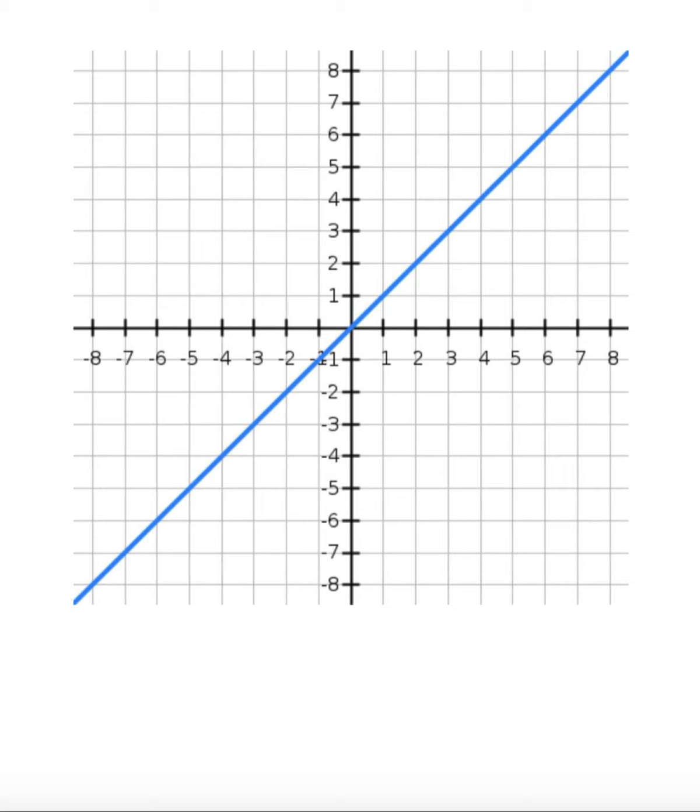In this video, I'd like to go over a technique for finding the domain and range of functions using their graphs. Now, first of all, this is a function we had looked at in the past called f of x equals x.